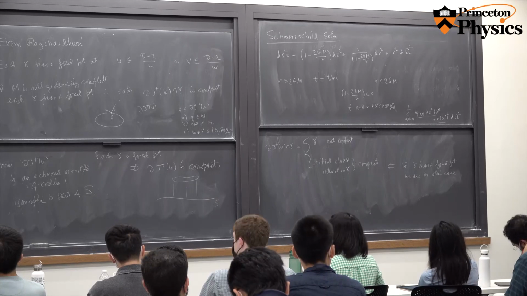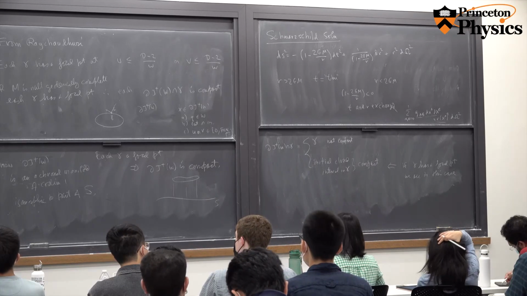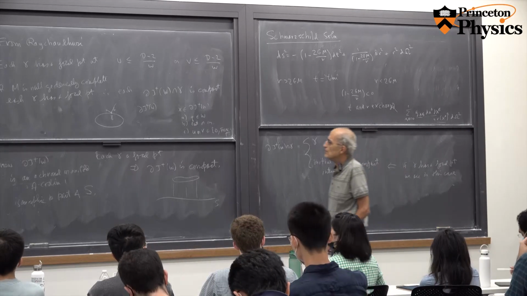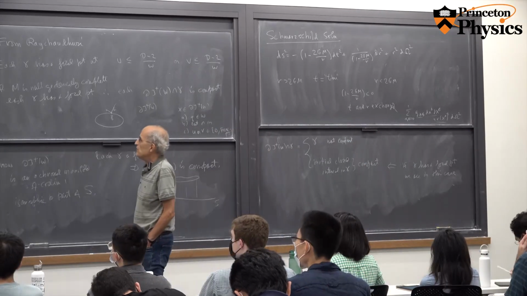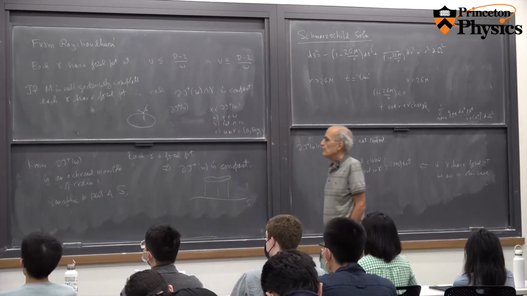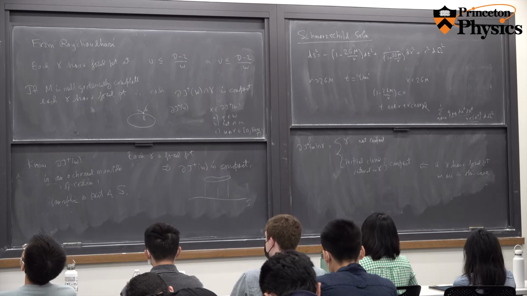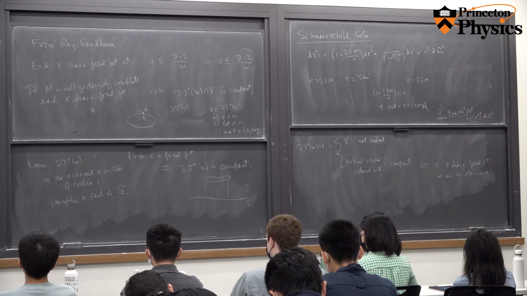So this is how Penrose proved that the existence of a trapped surface, together with the null energy condition and a non-compact initial value surface, implies that space-time can't be null geodesically complete. Any questions on that?